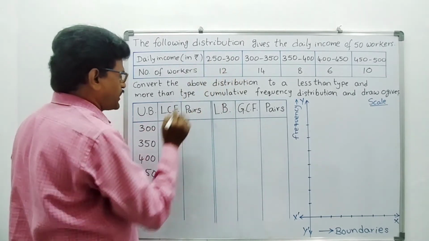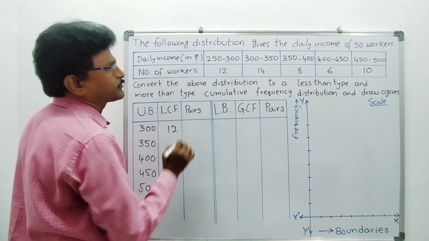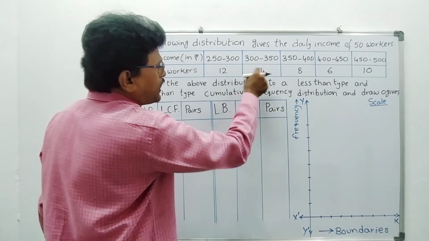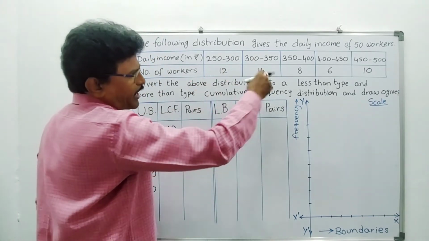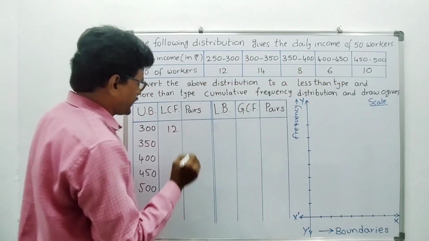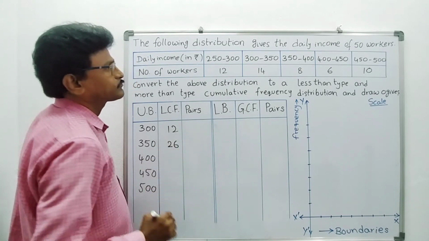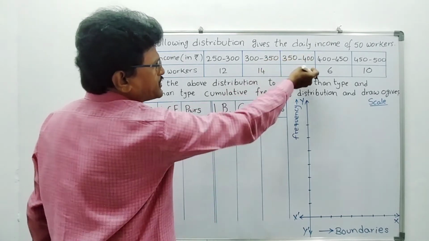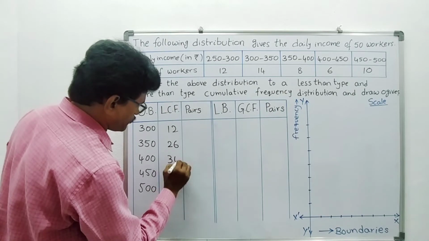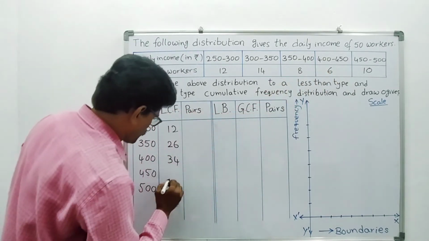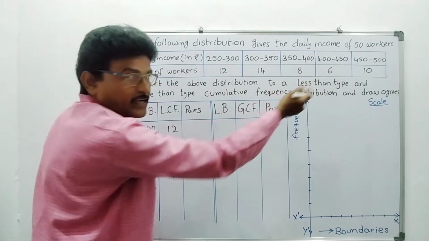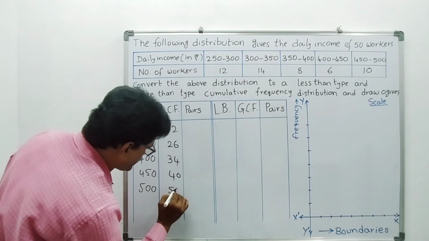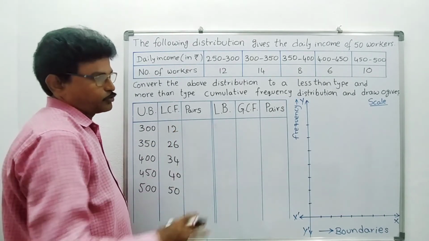Up to 300 how much? It is 12, right? Now up to 350, 12 plus 14. What I told you, you have to add continuously. 12 plus 14, that is 26. Next up to 400, 26 plus 8, that is 34. Next plus 6, it is 40. Next plus 10, you will get 50. Now the pairs are ready to plot the graph.